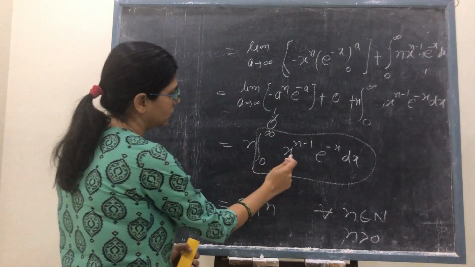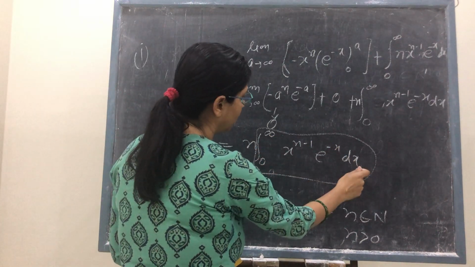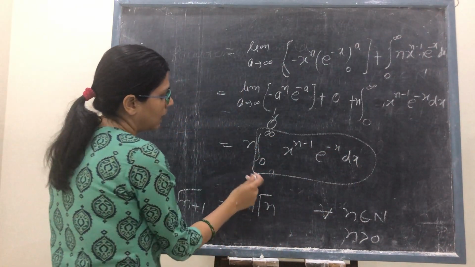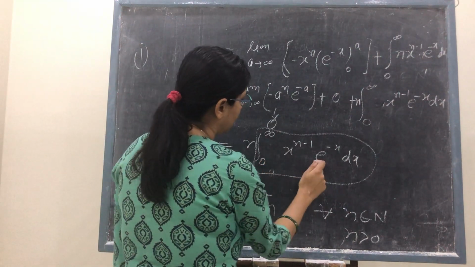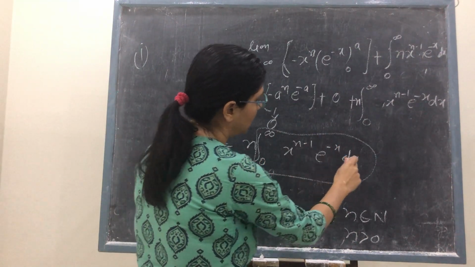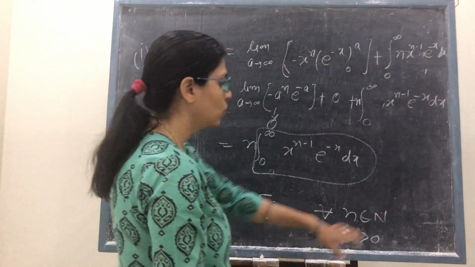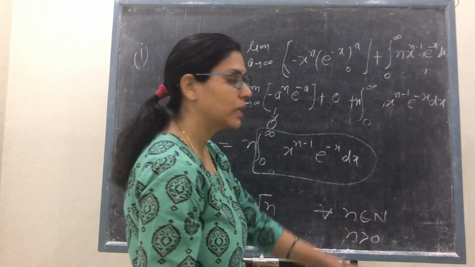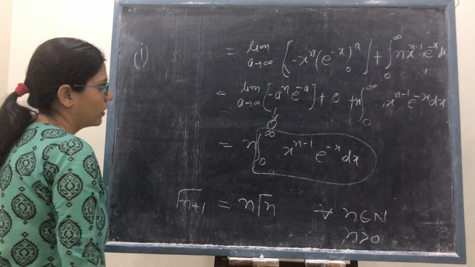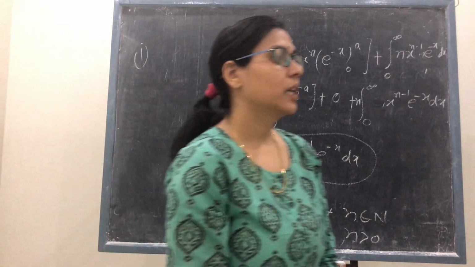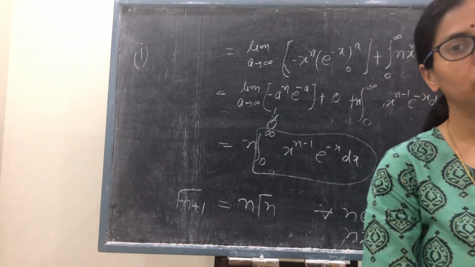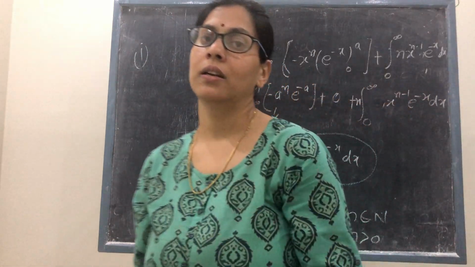And 0 to infinity x to the power n minus 1 e to the power minus x dx. We know that gamma of n is 0 to infinity e to the power minus x x to the power n minus 1 dx. So this is gamma n for all n belonging to natural numbers, or we can say n is greater than 0. So this is our recurrence relation. The recurrence relation says that gamma of n plus 1 is equal to n gamma n.